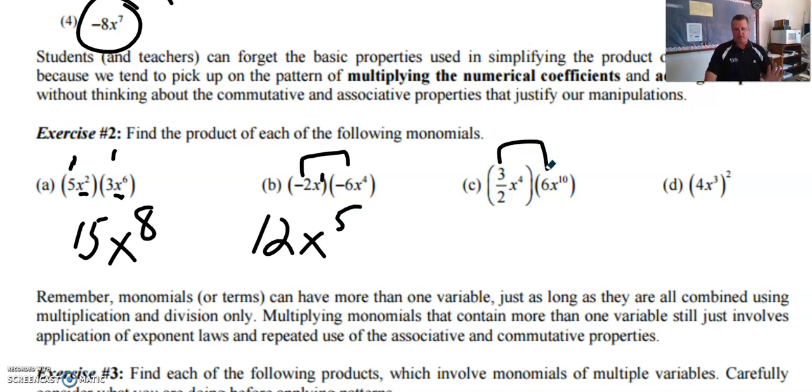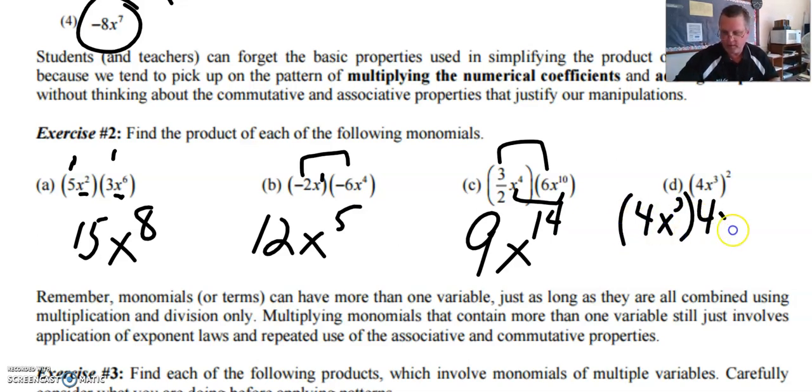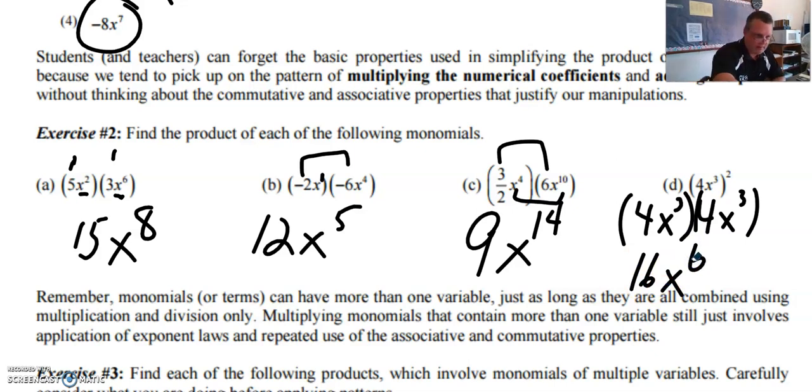The fractions. Don't take fractions for granted. If you have to put it in the calculator, put it in. I don't care. It doesn't bother me. Get the problem correct. So 3/2 times 6 is 9. And you have x to the 4, x to the 10th is x to the 14th. Next, 4x cubed squared. So what I would do if I were you, I would show that there's the first one, there's the second one. Okay? And we have 16x to the 6th because it's 3 times 2, not 3 plus 3.